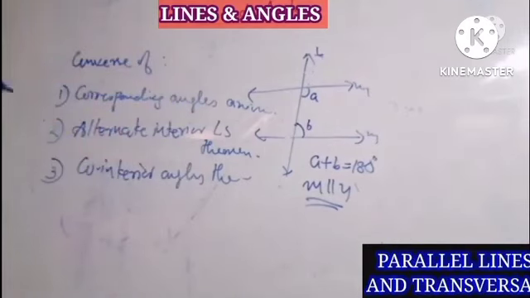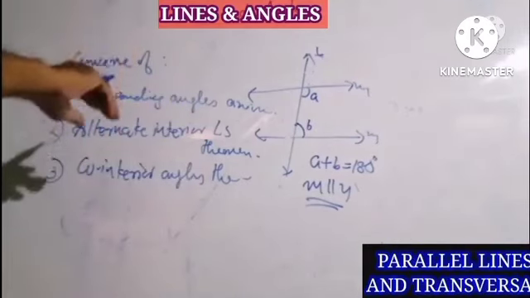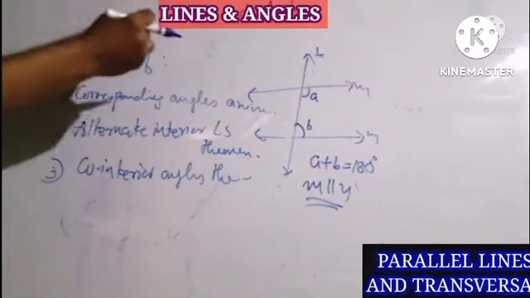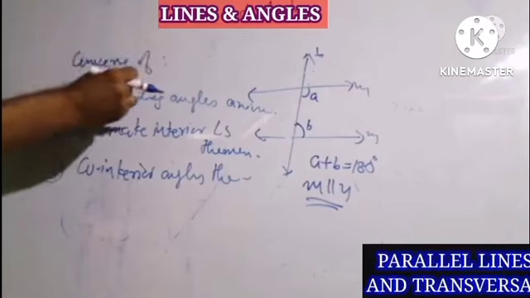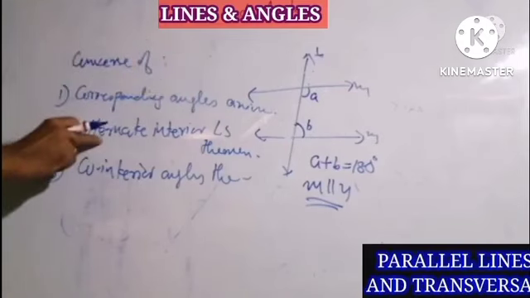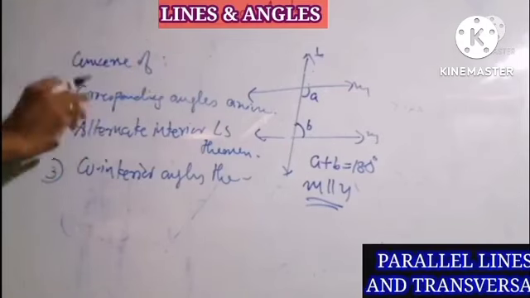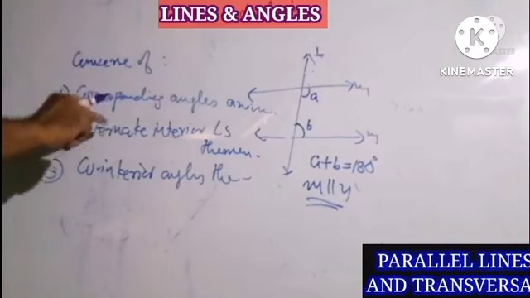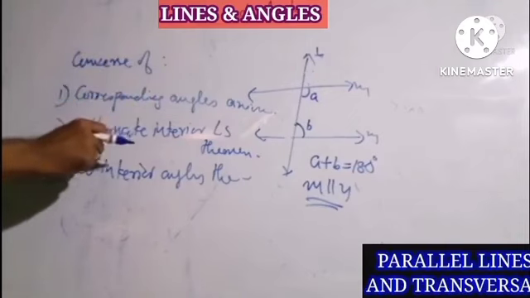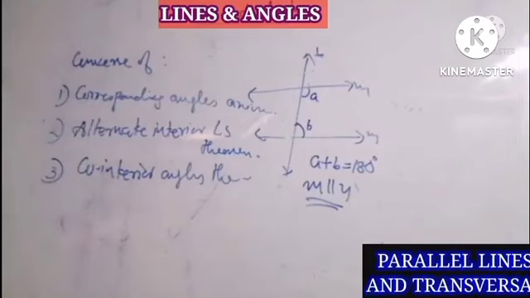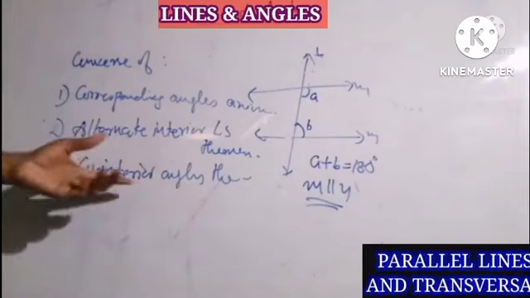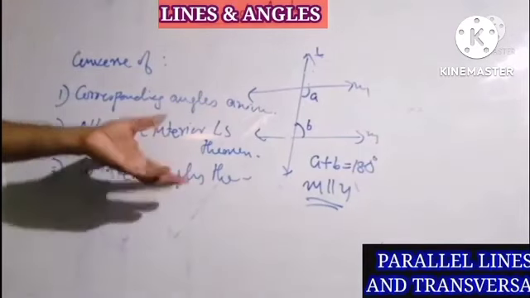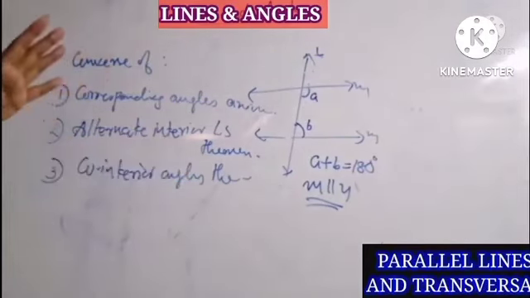Next, its converse. If two lines are intersected by a transversal, making one pair or each pair of corresponding angles equal, then we can say that the lines are parallel. So when two lines, not parallel lines, two lines are intersected by a transversal, making each pair of alternate interior angles equal, then the lines are parallel. Again, when two lines are intersected by a transversal, making each pair of co-interior angles supplementary, then the lines are parallel.